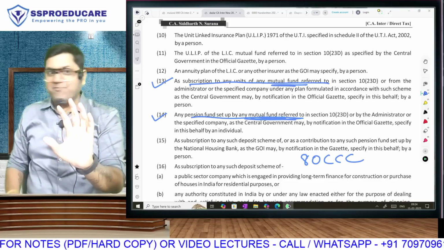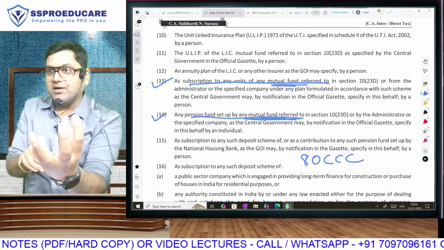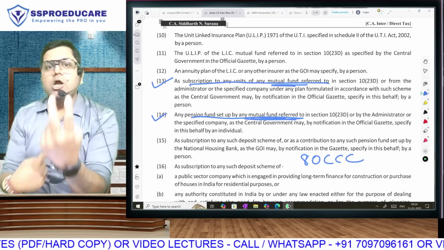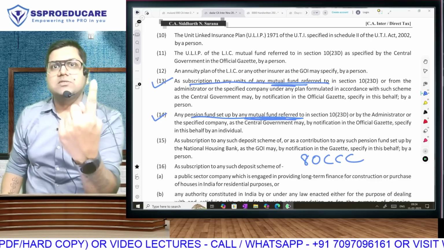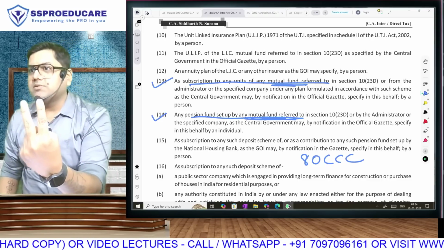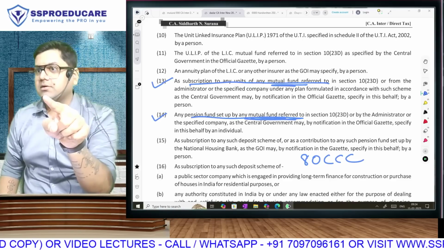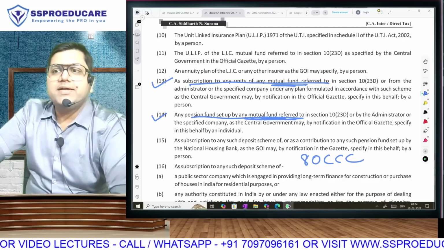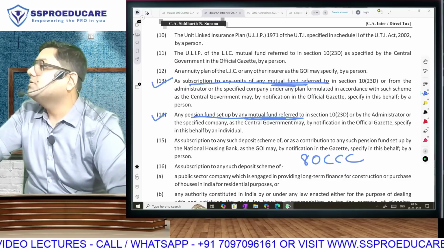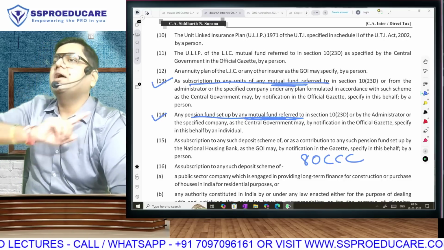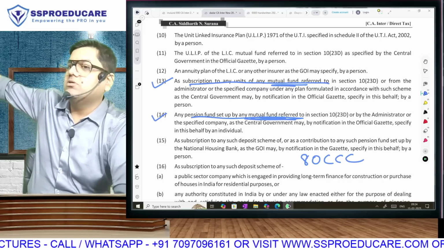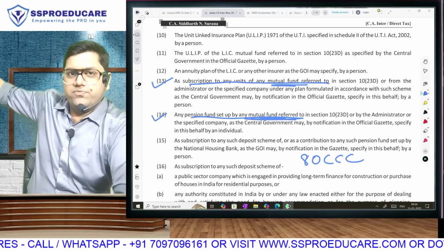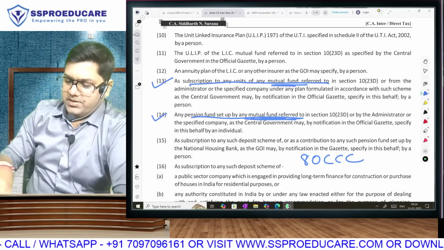Once you understand the meaning of pension fund, you put in, that's your fund, and after retirement, you get. Two types of companies are allowed to run this business: mutual fund company and insurance company. If you contribute to a mutual fund company, it is 80C. And if you contribute to an insurance company, 80CCC. In one line, 80CCC gets over. Contribution to pension fund of insurance company.